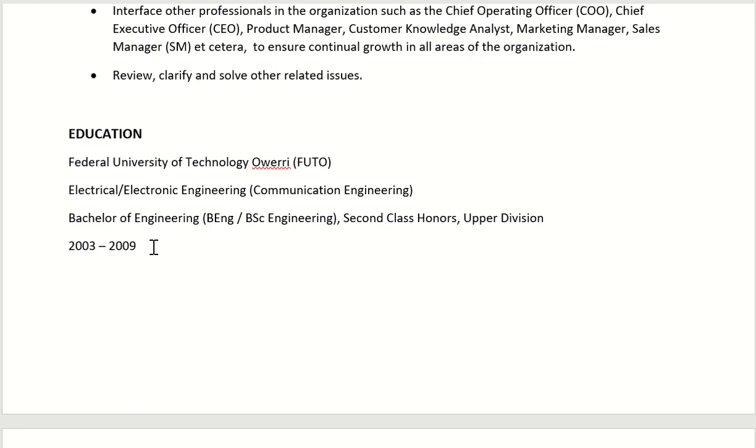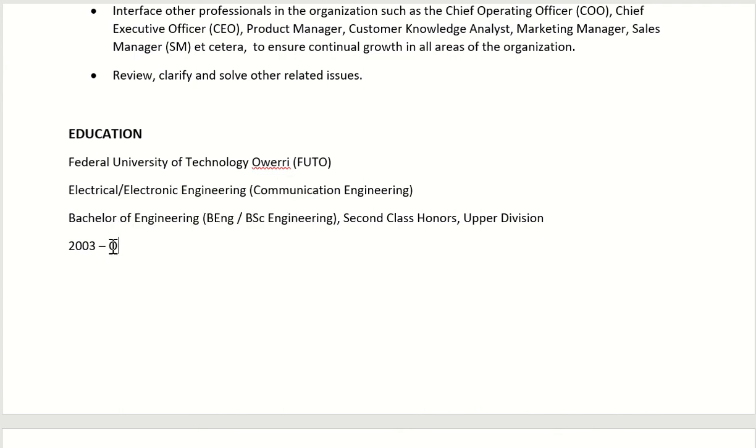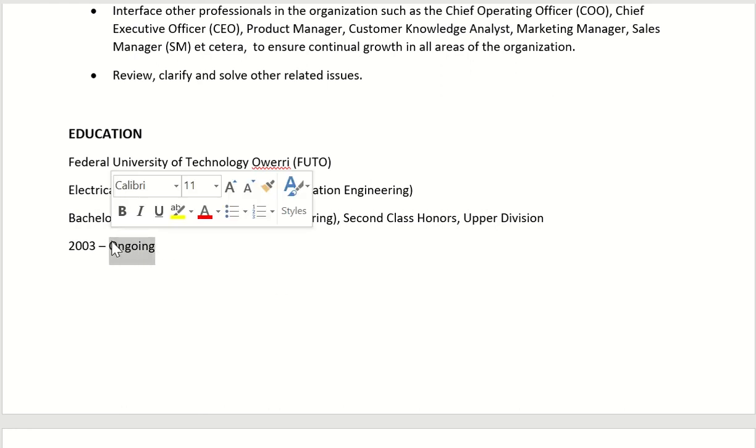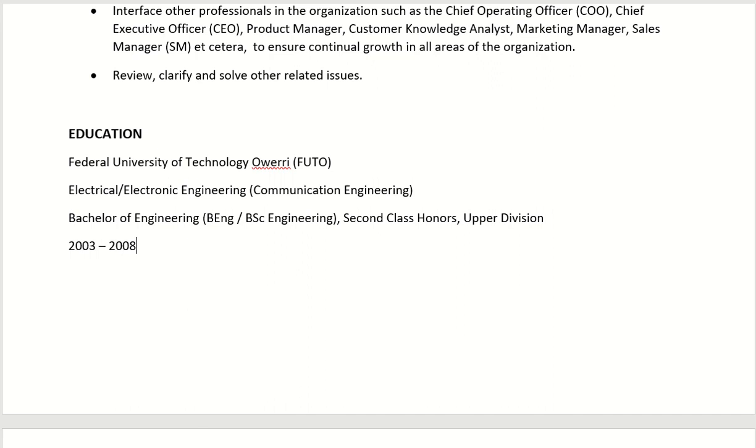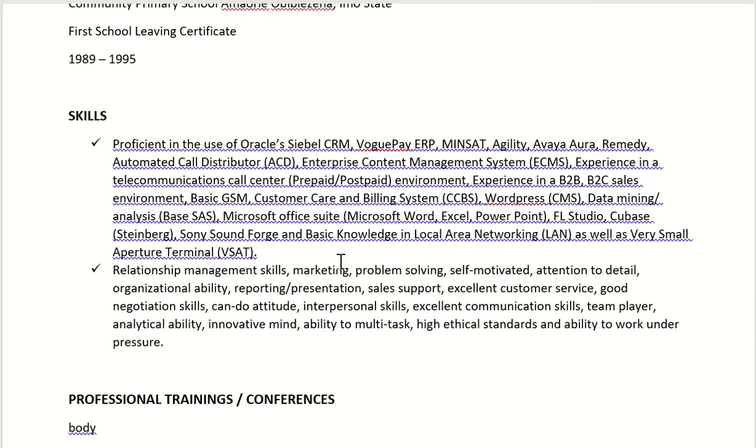If your most recent qualification is still in view, if you are currently maybe doing your master's or something, you can say the date you started it, and then just end it by saying ongoing. Okay, so it lets the recruiter understand that this aspect of your educational history is still in the works. But if you've completed it, please provide the end date of that particular qualification. All right. So that's the class for today.